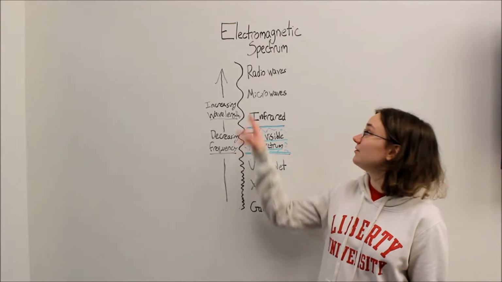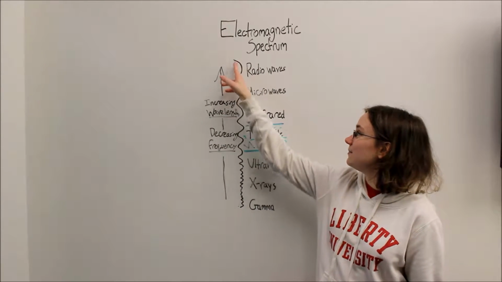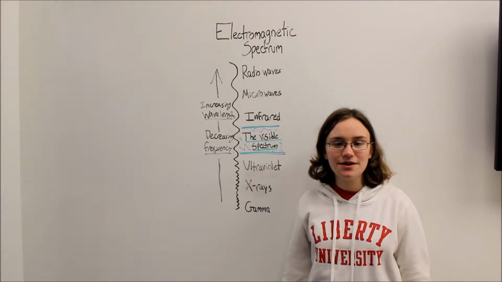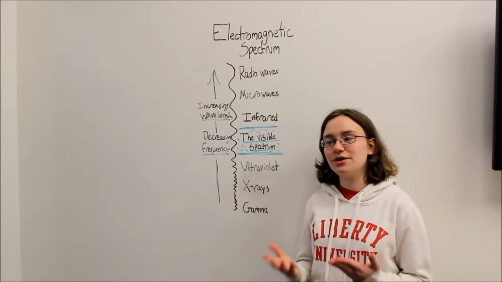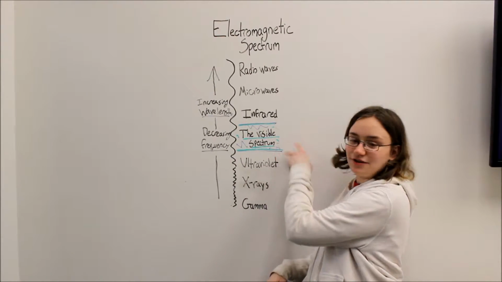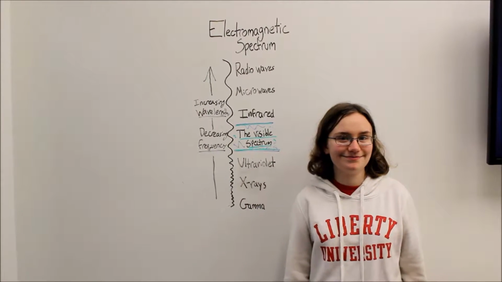These waves range from radio waves at the biggest wavelength all the way down to gamma rays, which are the most powerful. This is all light, but the only kind of light that we can actually see is this little part in the middle called the visible spectrum.